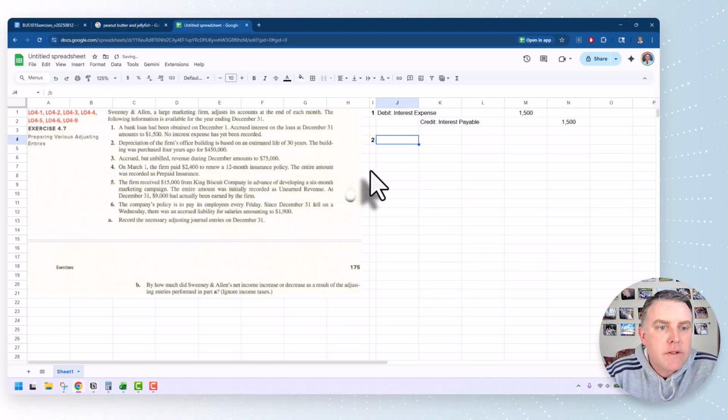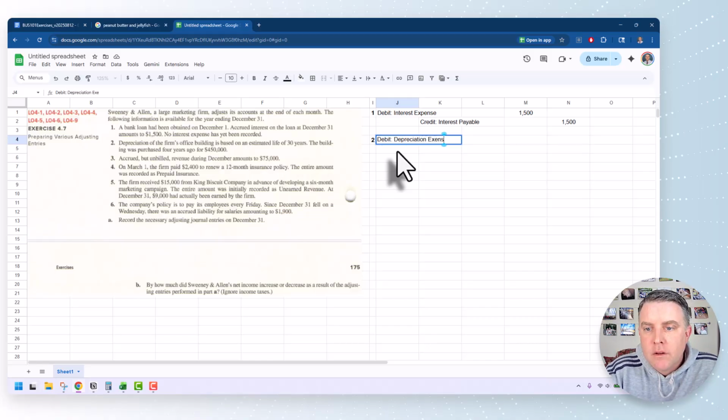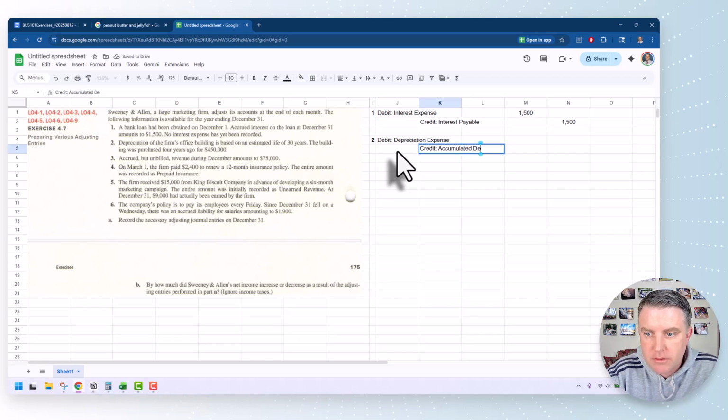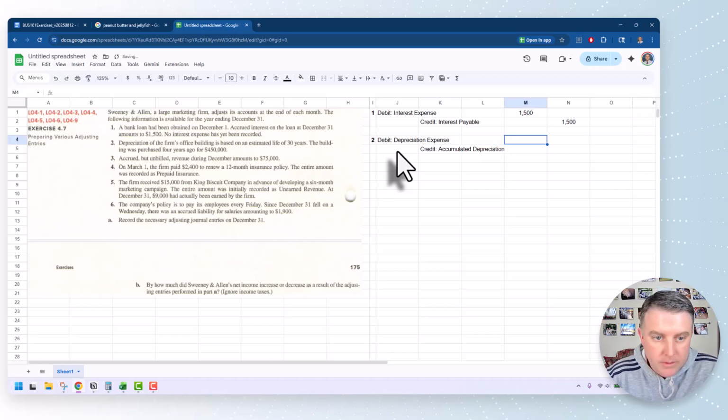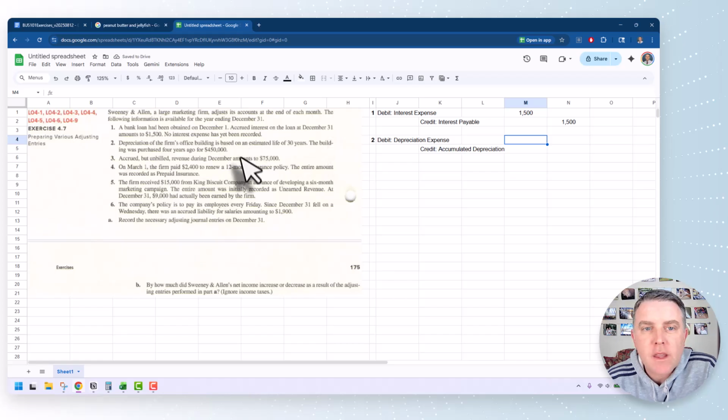Number two, it says depreciation of the firm's office building is based on an estimated life of 30 years. The building was purchased 4 years ago for $450,000. All right, so what do we do in this one? Well, we just have to record depreciation expense. So we're going to debit depreciation expense and we will credit accumulated depreciation. All right, well, now the question is how much? How much should we record?